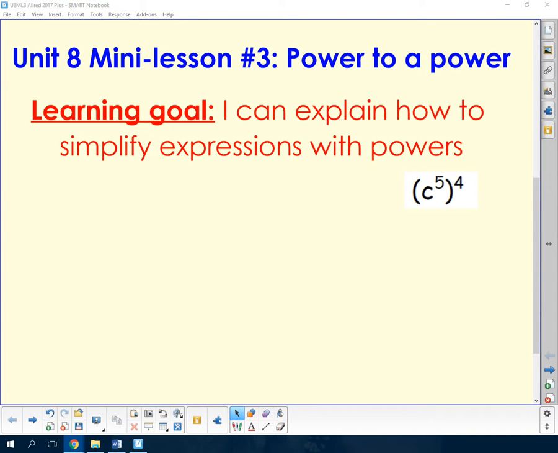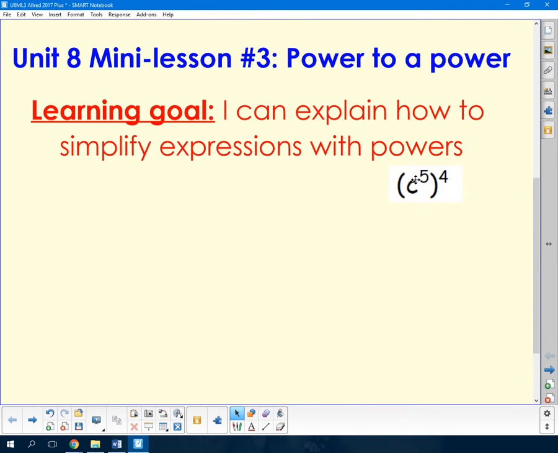Today we're going to raise powers to powers. We're talking about the power to a power rule. By the end of the day today, you should be able to explain how to simplify expressions with powers, just like the expression that you see there on your page, this guy right here. Okay, take a second to look at that. That's what we'll be working with today.